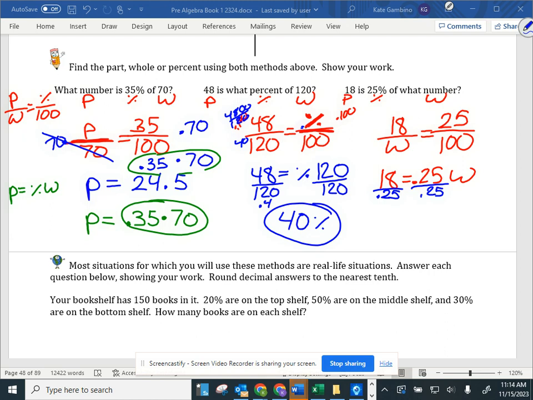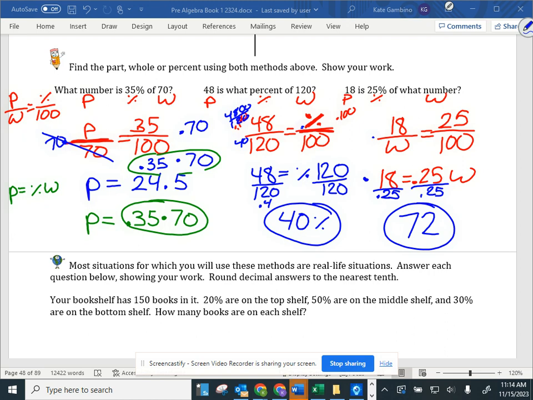Fiona? 72. My whole number is 72. Do you see how we did that? Sometimes setting it up as the proportion, it gets confusing with that whole on the bottom. So set it up as your equation. Our part equals the percent times the whole. We want to get the whole by itself. Right now we are multiplying it by the percent, so divide the percent out.